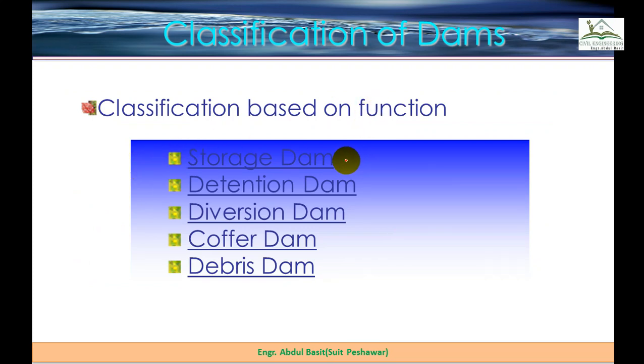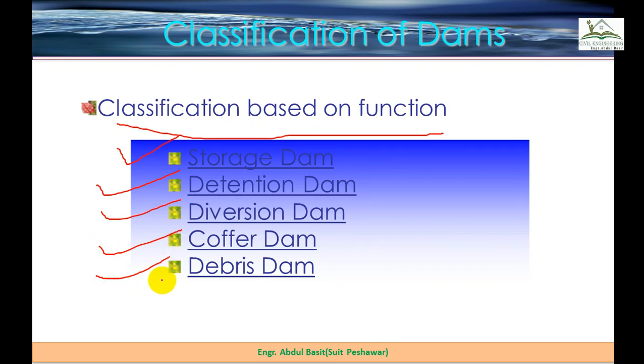Then we will come towards the classification of dam structures on the basis of their function. Dams may be constructed for storage purpose, for detention purpose, for diversion purpose, as a coffer dam only, or as a debris dam. Different types of dam structures may be constructed. So let me explain it one by one.